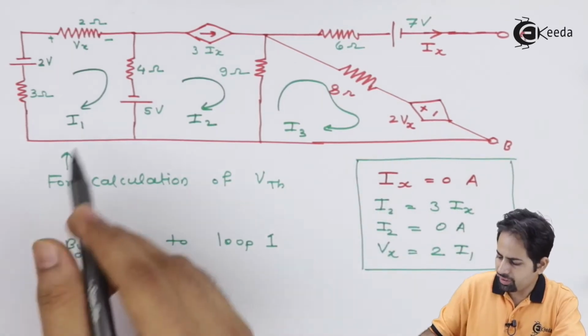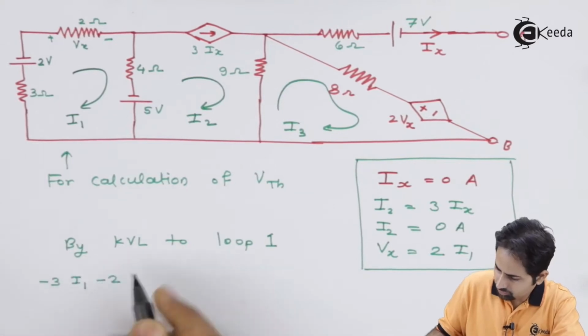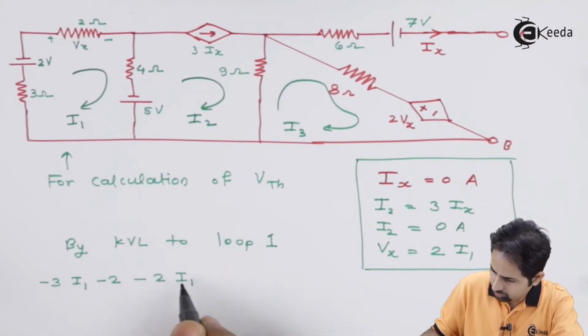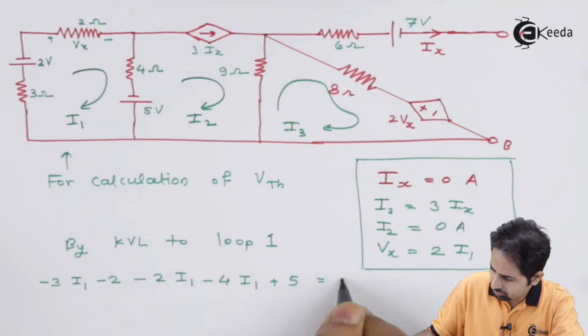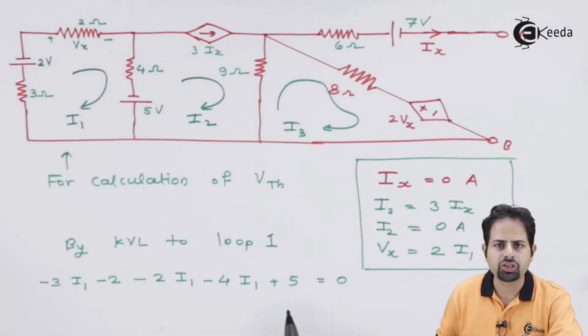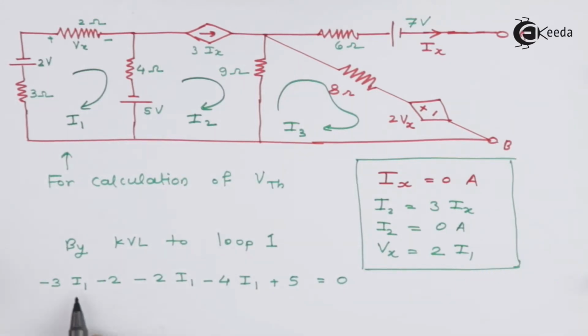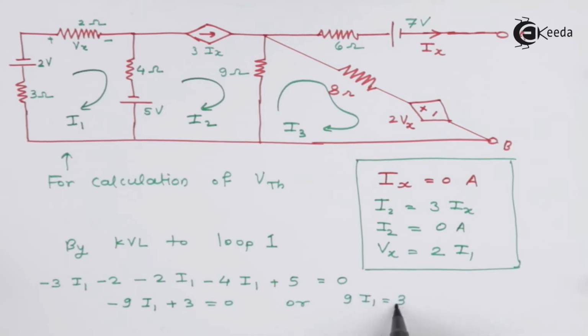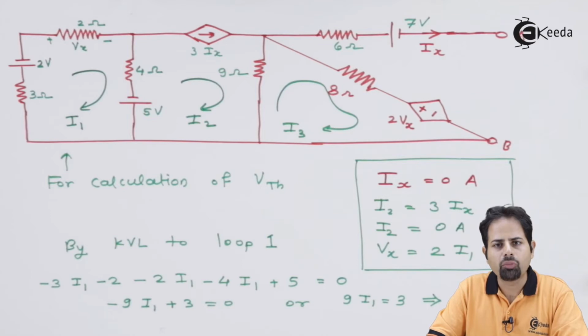So let us apply KVL now. So this is the equation we get. Now we'll rearrange it. So we got I1 equal to 0.33 ampere. Similarly, we will get I3.